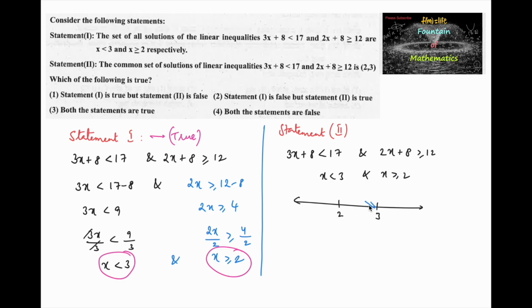So we can see that x is smaller than 3 and x is greater than or equal to 2. So here 2 is included, 3 is excluded. So the common solution for both the inequalities is 2, 3, where 3 is excluded and 2 is included. But it is given in statement 2 as the open interval 2, 3. So therefore we can say that statement 2 is false. So we can go with the option: statement 1 is true and statement 2 is false, the first option.